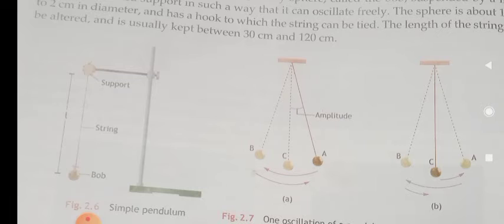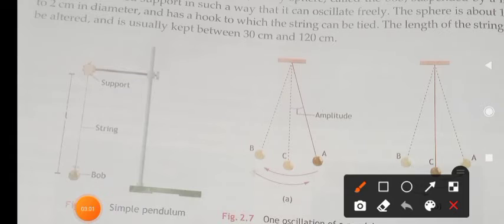The next one is the distance from the point of support to the center of the bob, which is called the length of the pendulum. So this is the length. The distance from the point of support to the bob is called the length of the pendulum. Do you understand? Yes.